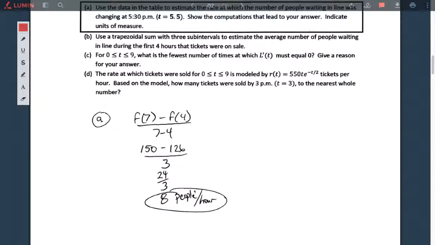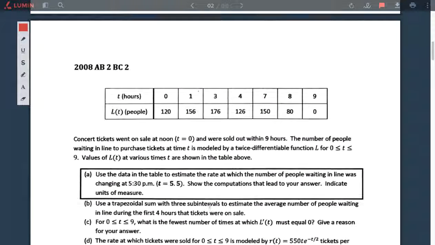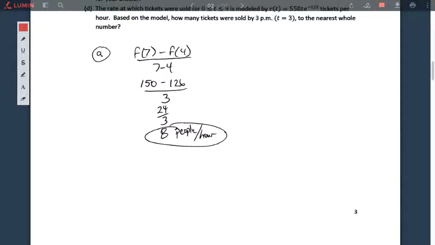Subtract those, I get 24, and divide, I end up with 8. Okay, and notice my units is people per hour, because my dependent variable is people, my independent variable is hours. So when I take a derivative of this, I'm going to get people per hour.